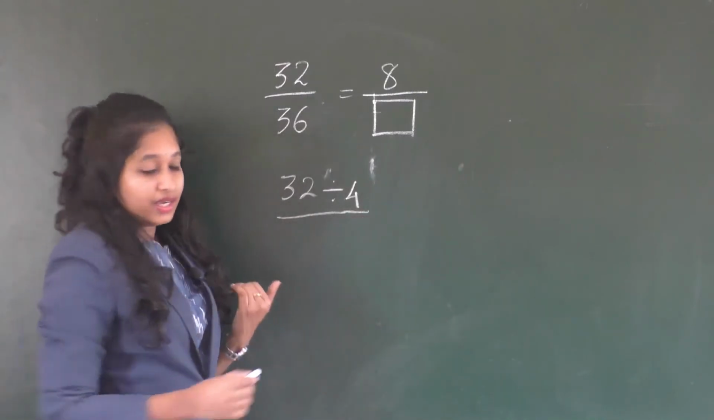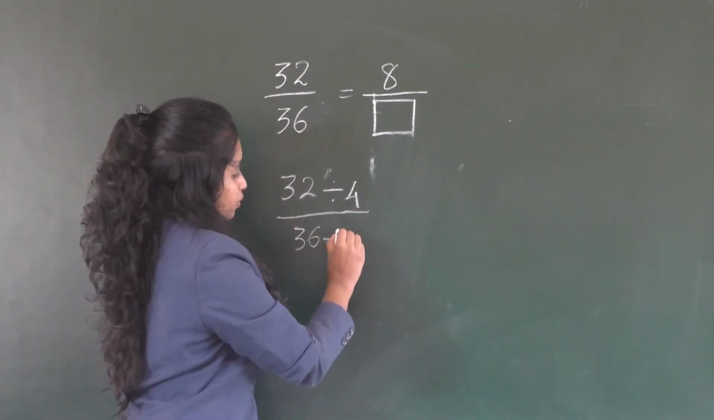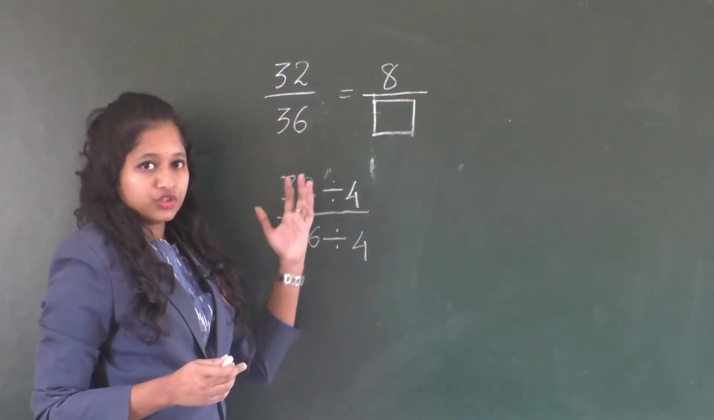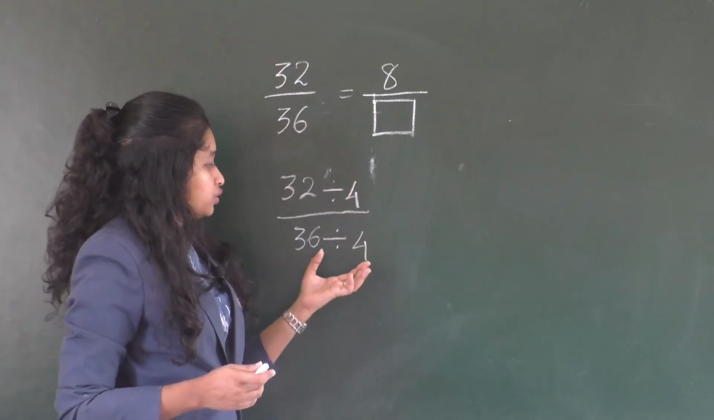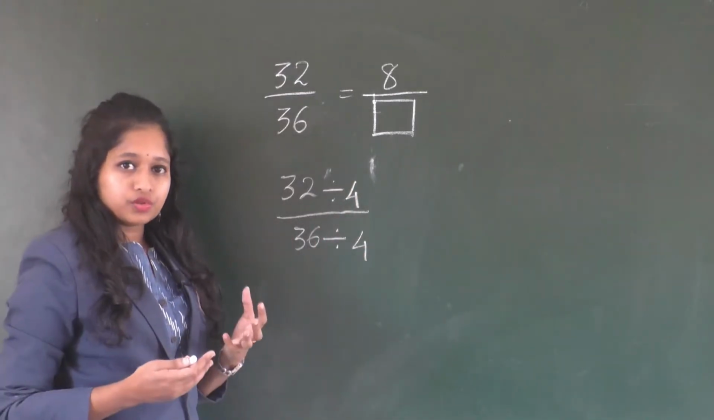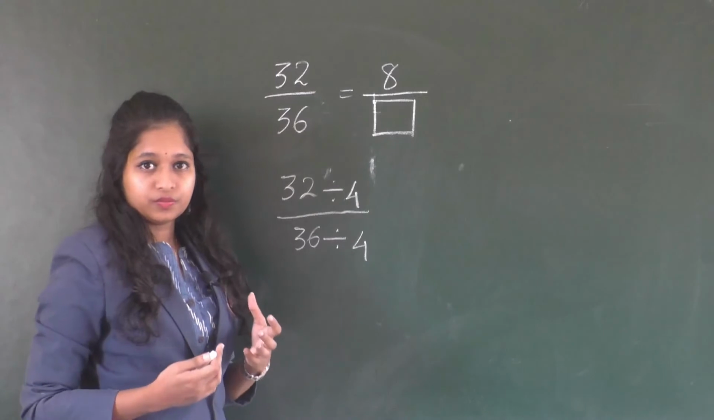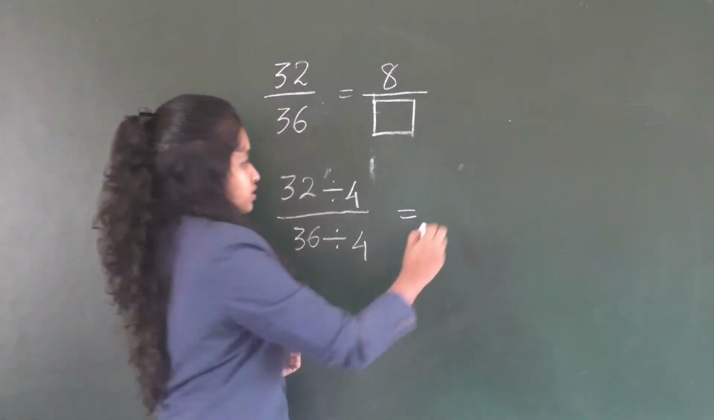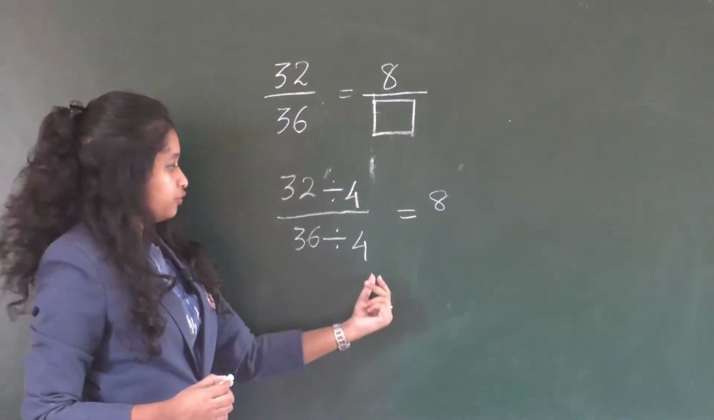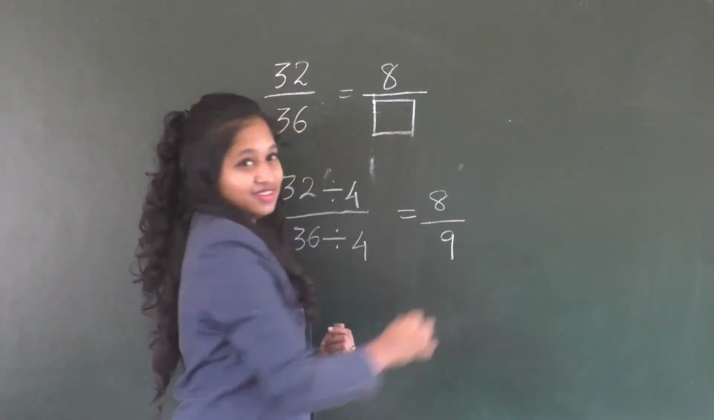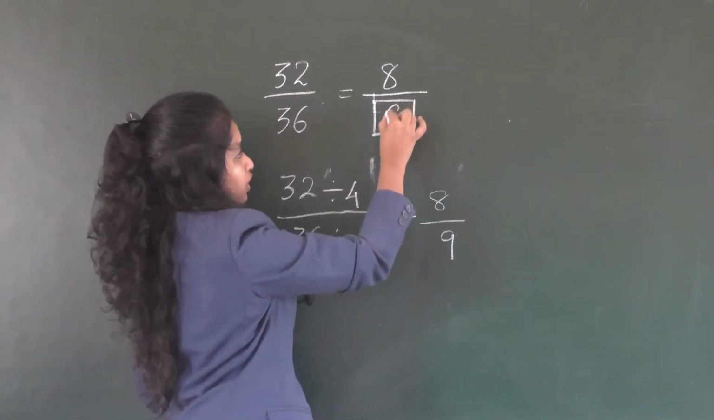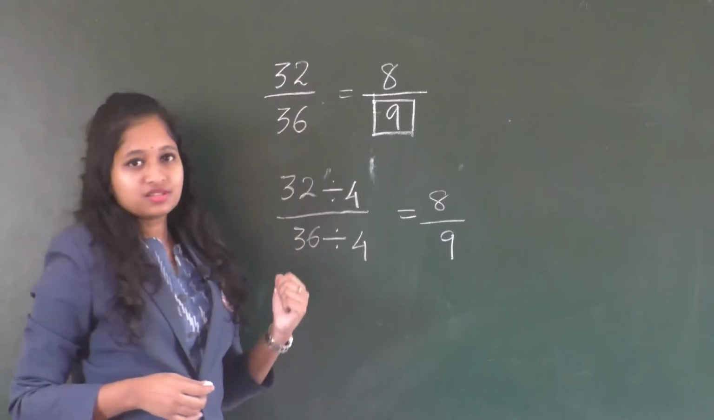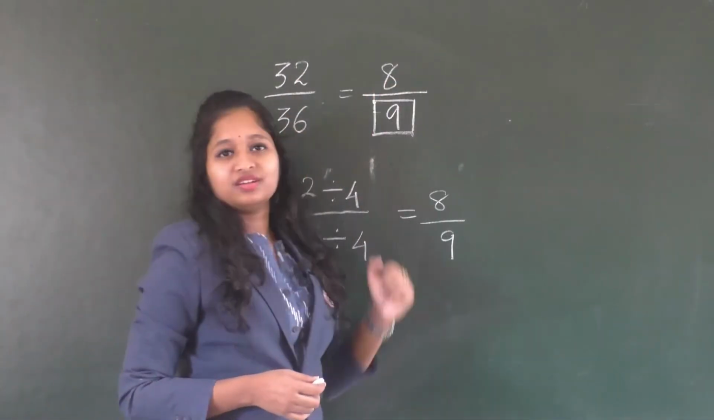So, let's divide 36 also by 4. If you divide the numerator by any number, then you have to divide the denominator also by the same number. Now, 32 by 4 is 8 and 36 by 4 is 9. So, the value here is 9. So, 32 by 36 is equivalent to 8 by 9.